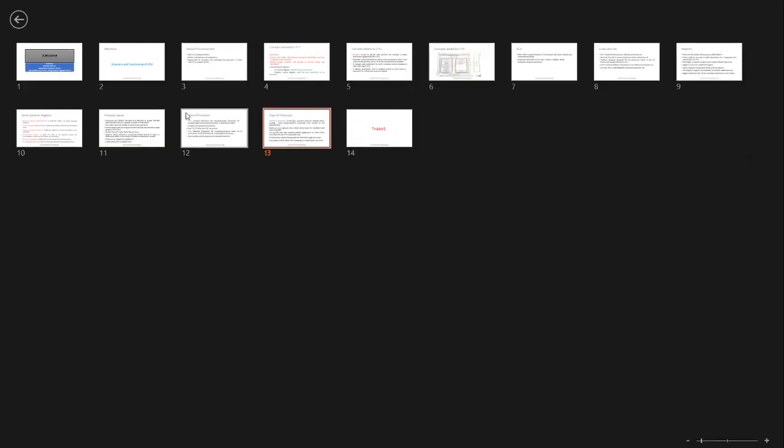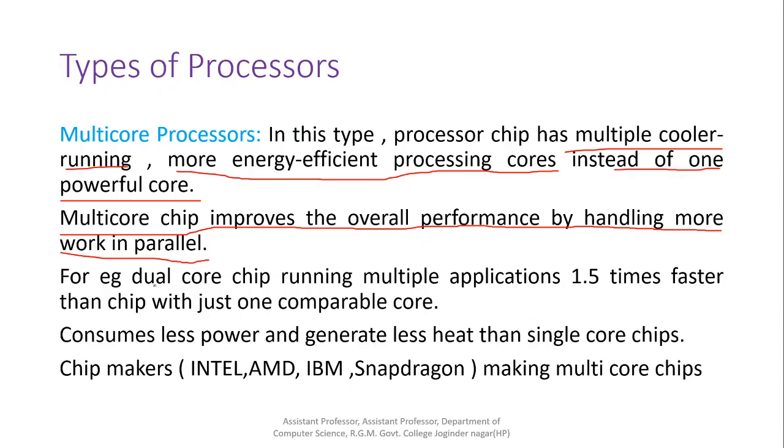For example, we have a dual core chip running multiple applications 1.5 times faster than a chip with just one comparable core. Dual core means 2 cores. So if we have a chip that contains 2 cores, and we run multiple applications on that machine, then it runs 1.5 times faster than a chip that contains only a single core.